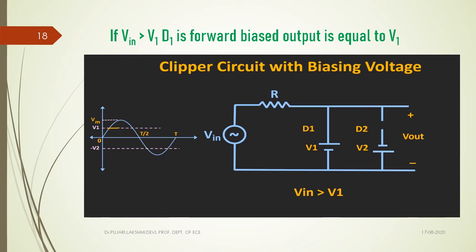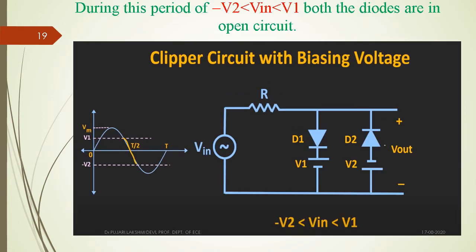Next, whenever the input voltage Vin lies between V1 and V2, where V2 is a negative terminal, like minus 5 volts to plus 5 volts. Suppose the input lies between V2 and V1, like minus 5 volts to 5 volts, then both the diodes are in reverse bias. If both the diodes are in reverse bias, again the same input appears as its output. That's why this yellow line indicates output follows input. During this particular period, both the diodes are in open circuit.